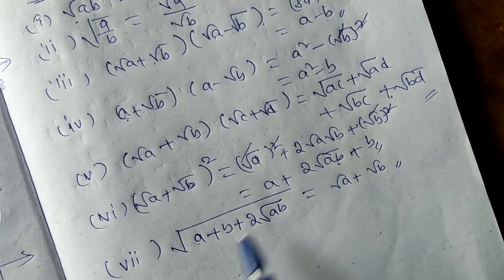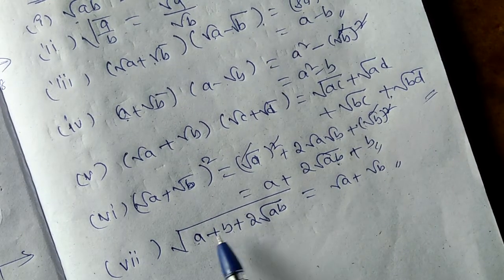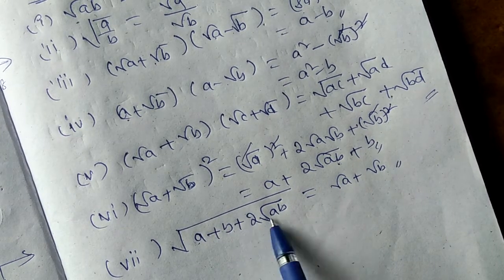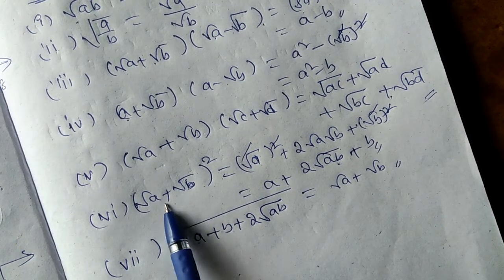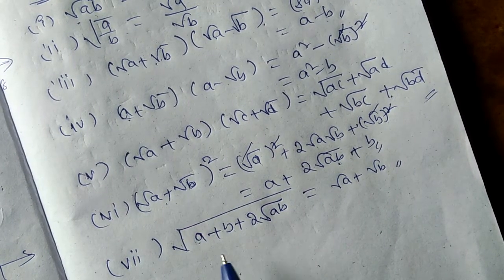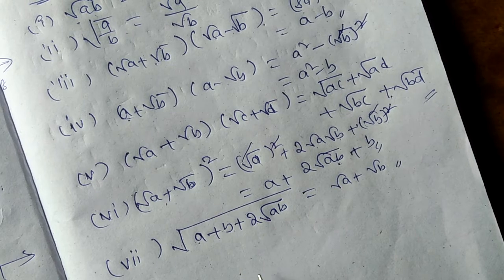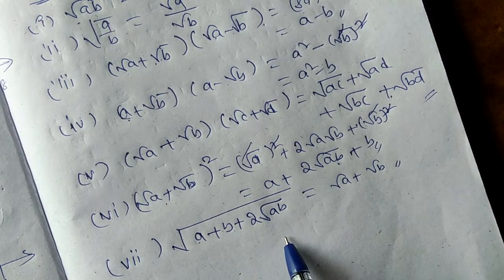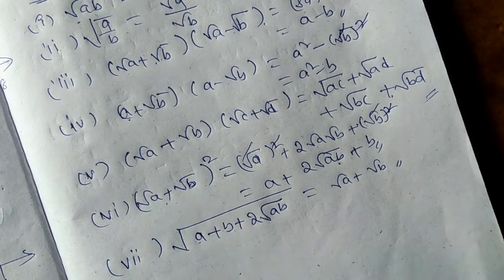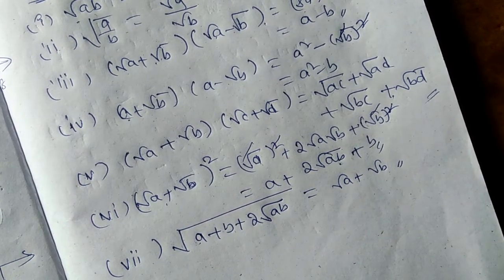See here what is given: a plus b plus 2 root of ab, which is equal to, we can write like this, no? Root a plus root b whole square under root. Square and root are cancelled. We get root a plus root b. Understood? Try to understand.